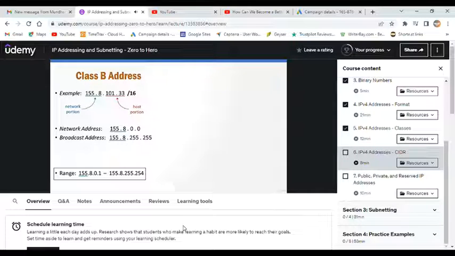All right, now let's look at what happens when we change the mask. So here we had /16, and now we're going to use /21.